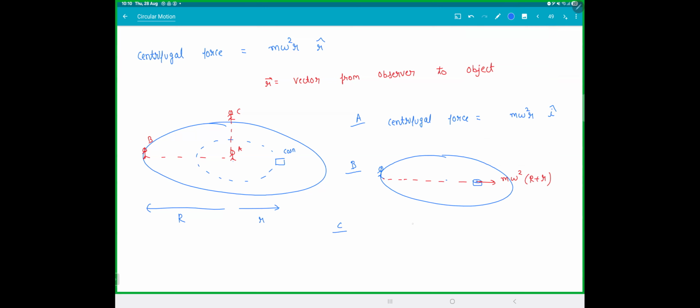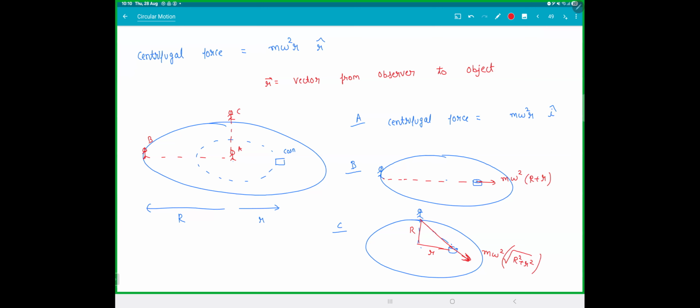If you ask C, what is the centrifugal force? This distance which is R, and this is small r, he will say this is the centrifugal force, which is m omega square root over R square plus small r square, away from him. Are you clear with this?